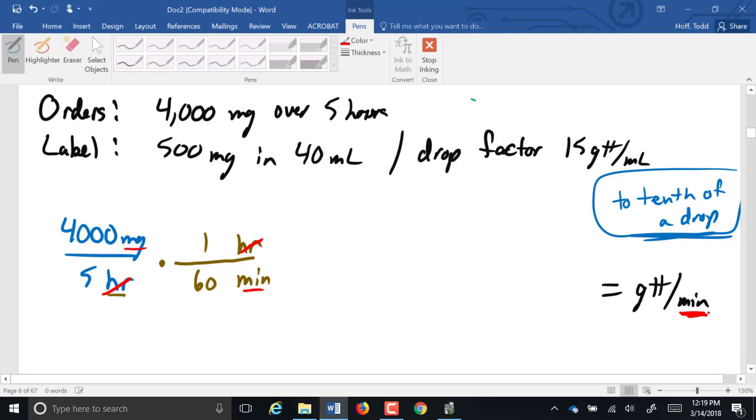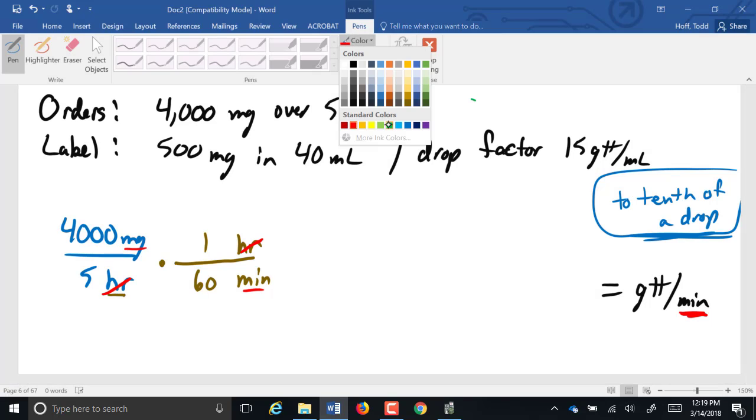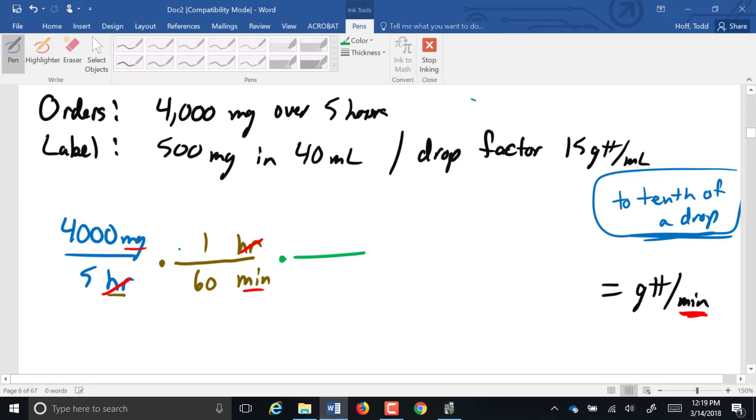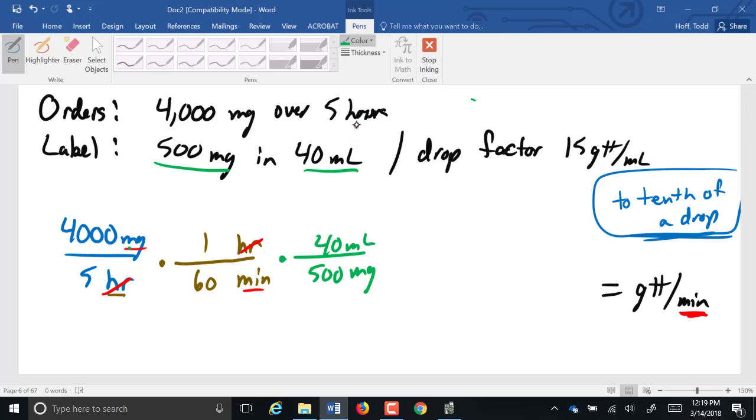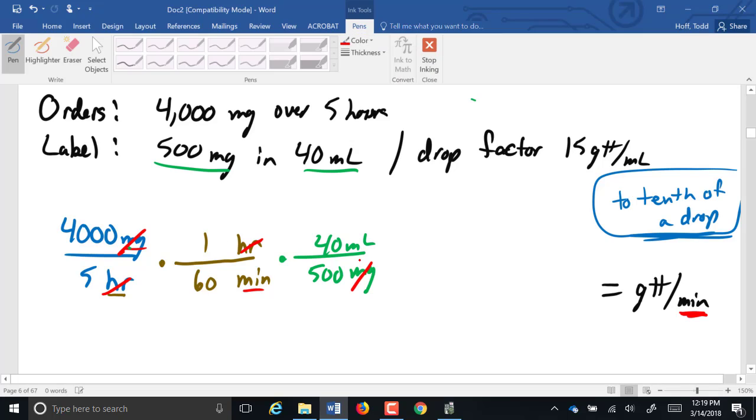Well, the per minute is right. That's what we want. So we've got to get rid of those milligrams. Milligrams are on top, so we're going to put them on bottom so they go away. We have 500 milligrams in 40 milliliters. So the milligrams are gone. But we're now left in milliliters per minute. So we need to get rid of the milliliters. So we do another conversion factor with milliliters on bottom.